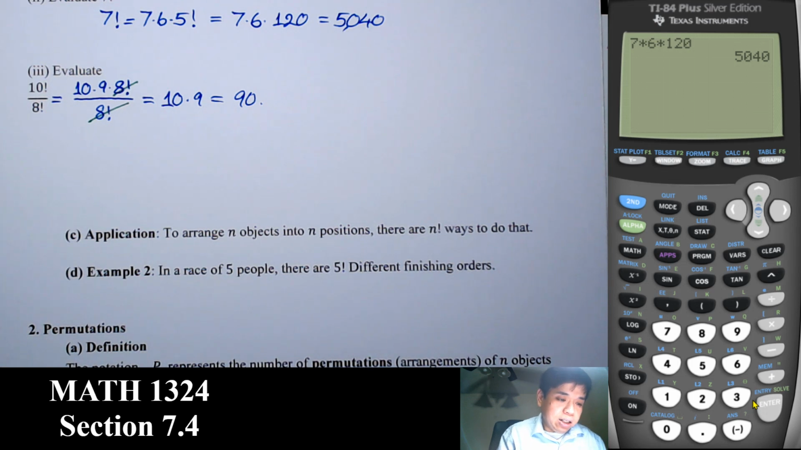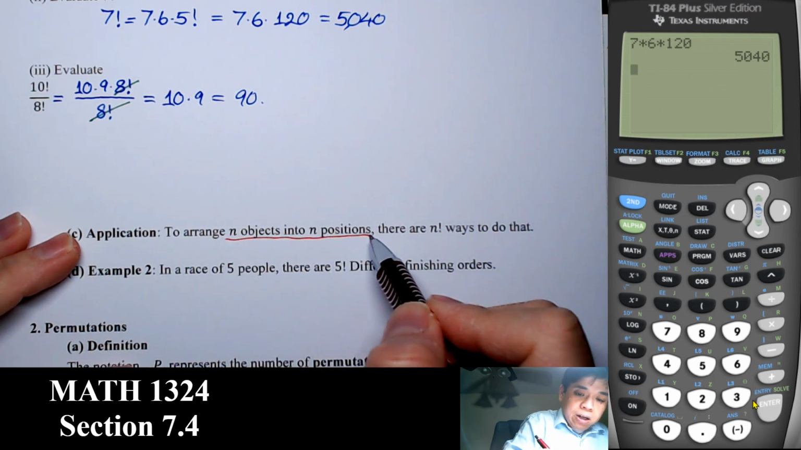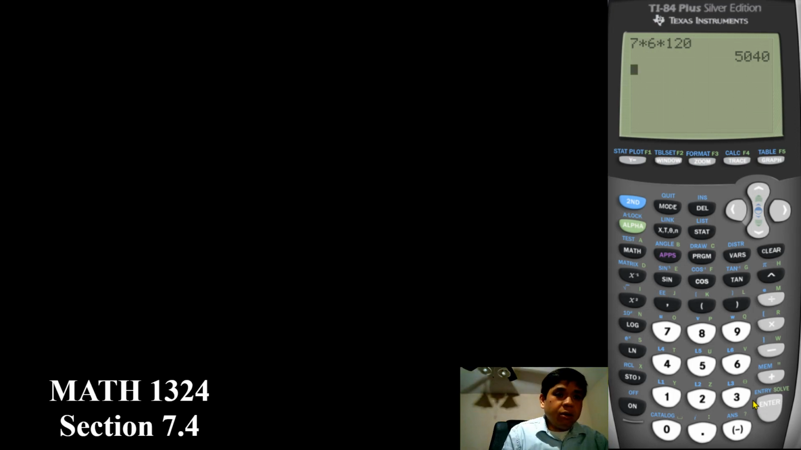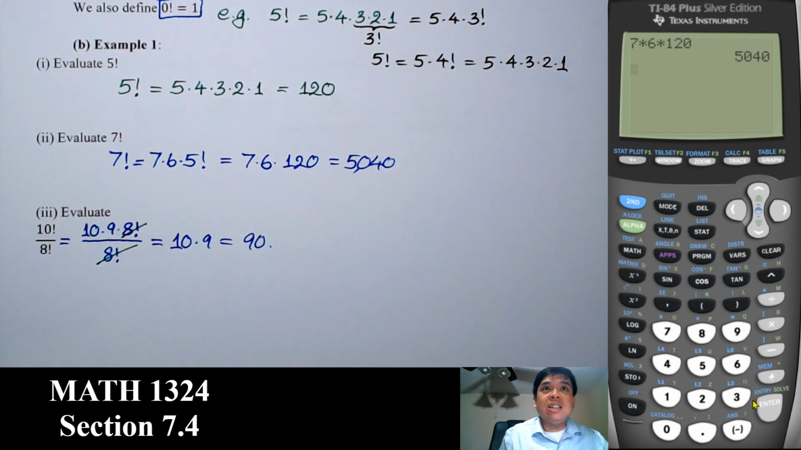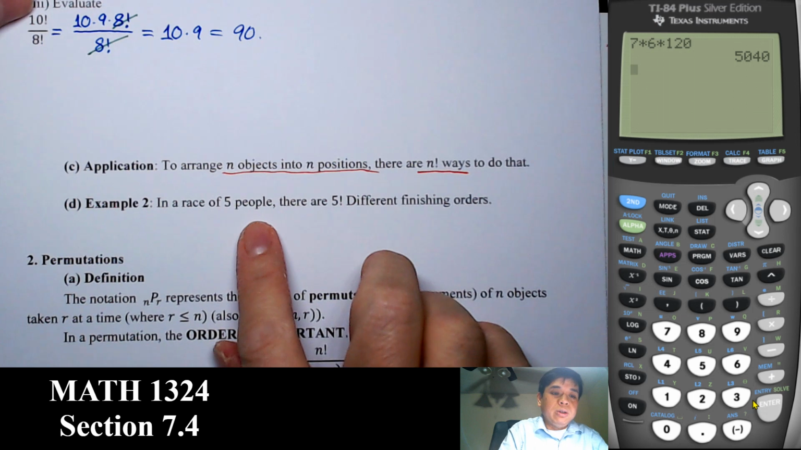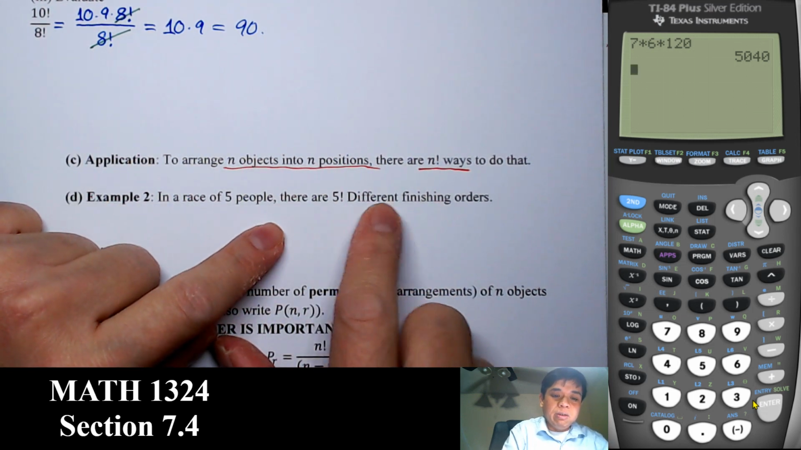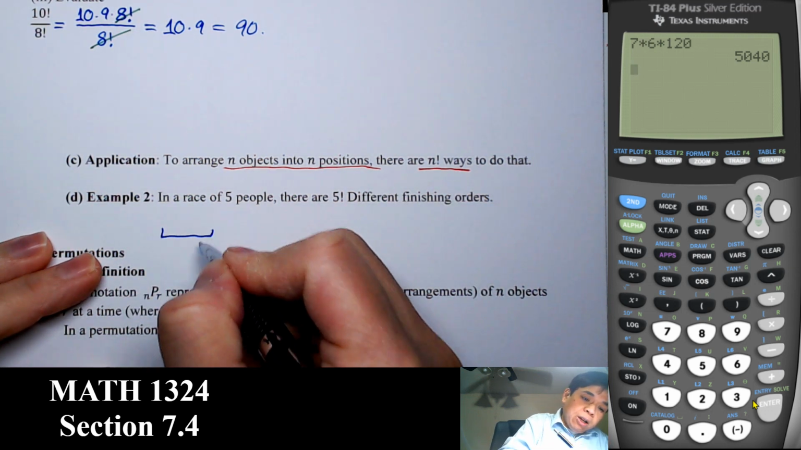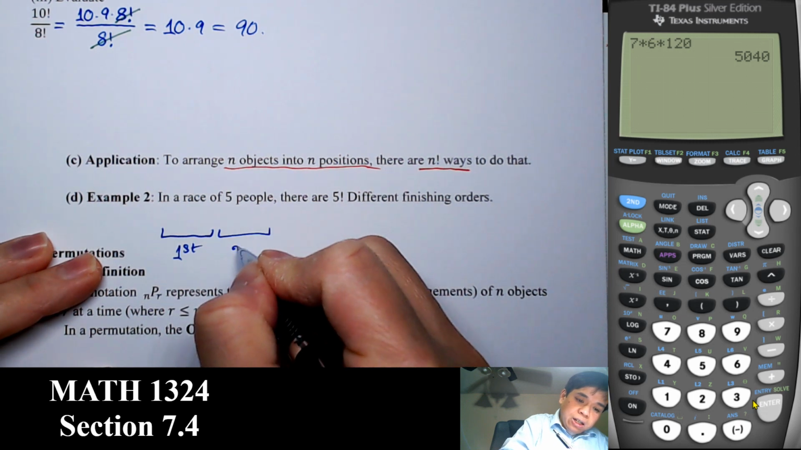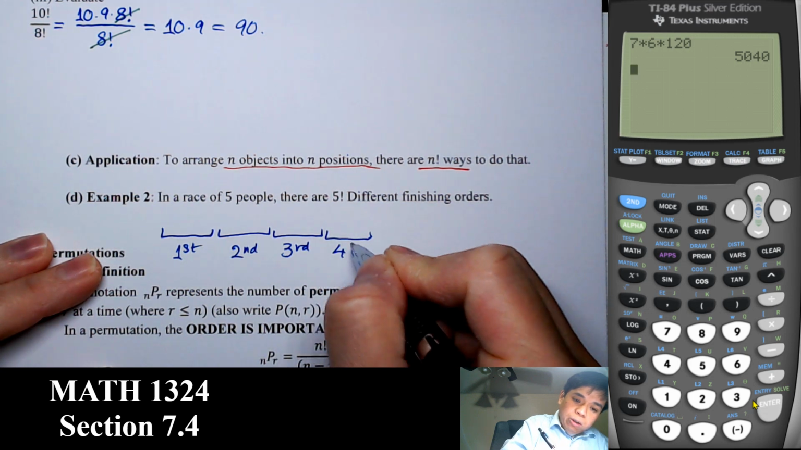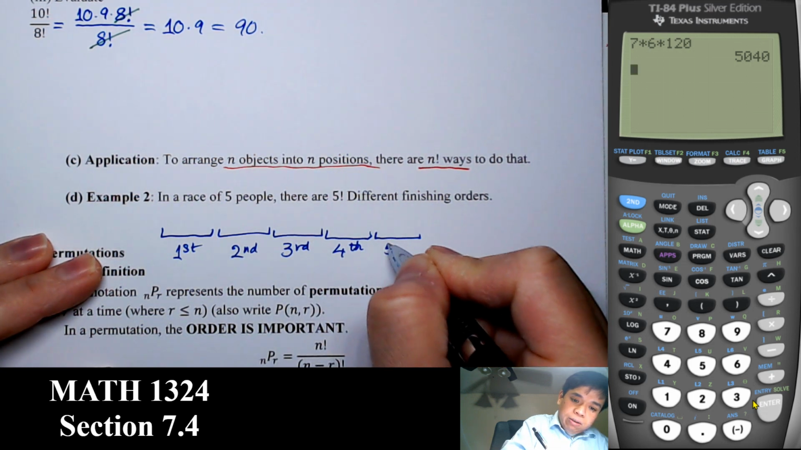Now the application for factorial is to arrange n objects in n positions. There are n factorial ways. For example, let's say in a race of 5 people, there are 5 different finishing positions. Let's do like we did in the previous section: first place finish, second, third, fourth, and fifth.